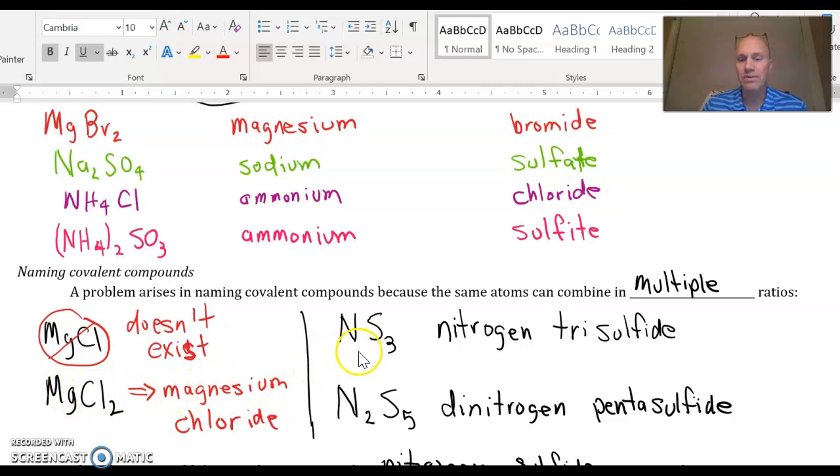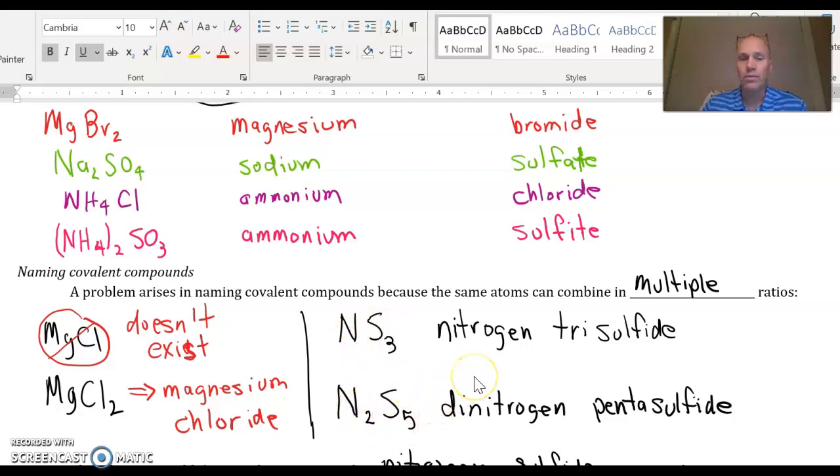But the same situation does not exist for covalent compounds. For example, it's possible that these two compounds right here could both exist. This would be NS3, this is N2S5. And if we were to name these compounds the exact same way that we named ionic compounds, we would just call it nitrogen sulfide. But here's the problem. If we were to call this nitrogen sulfide, could you tell which of these we were talking about? The answer is no, because there are multiple compounds that would be combinations of nitrogen and sulfur.